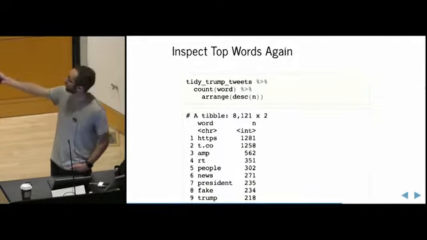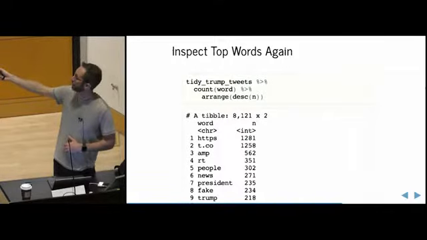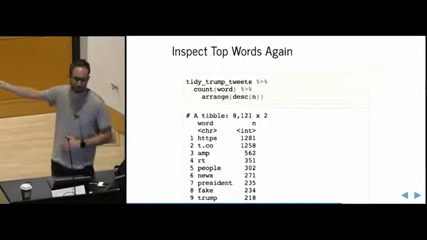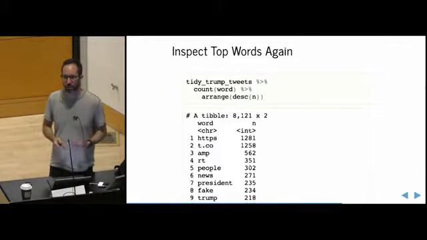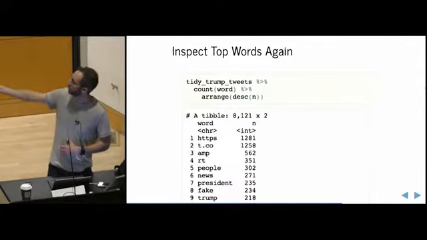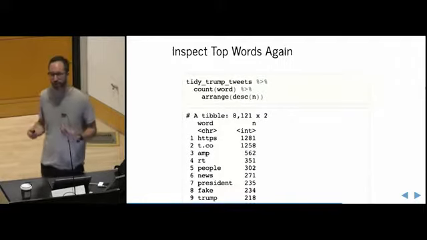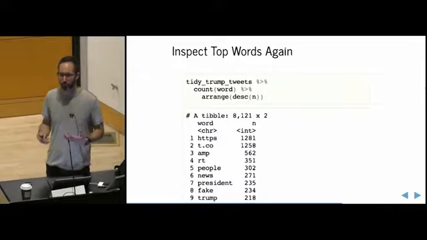We're doing a little bit better. We still have HTTPS here. We still have t.co. We still have AMP. We have RT here, which is going to stand for retweet in many of these cases. And probably all these words would be candidates in many analyses for dropping as well, because they're simply not adding a lot to the analysis. But people, news, president, fake, Trump, now we're starting to see words that are characteristic of President Trump, and we might actually want to analyze.